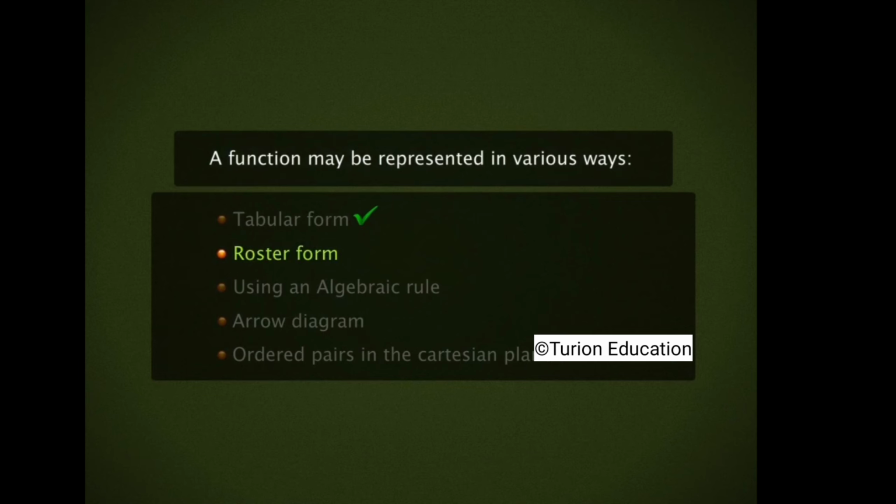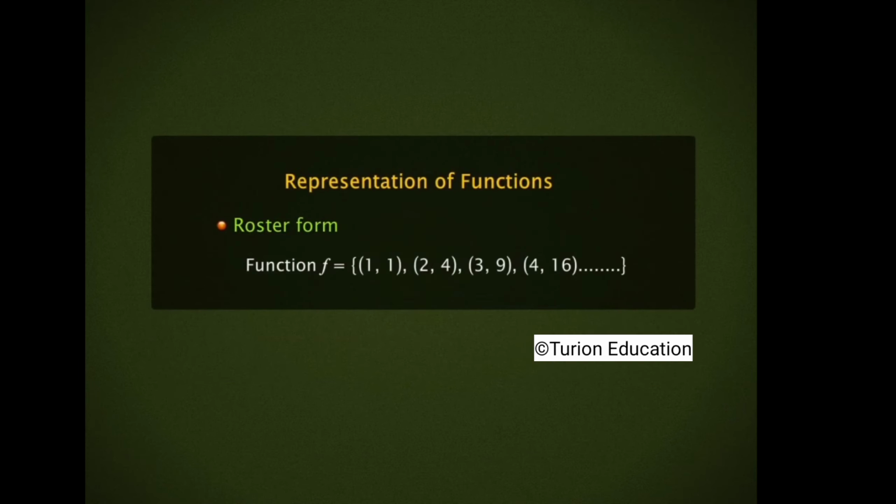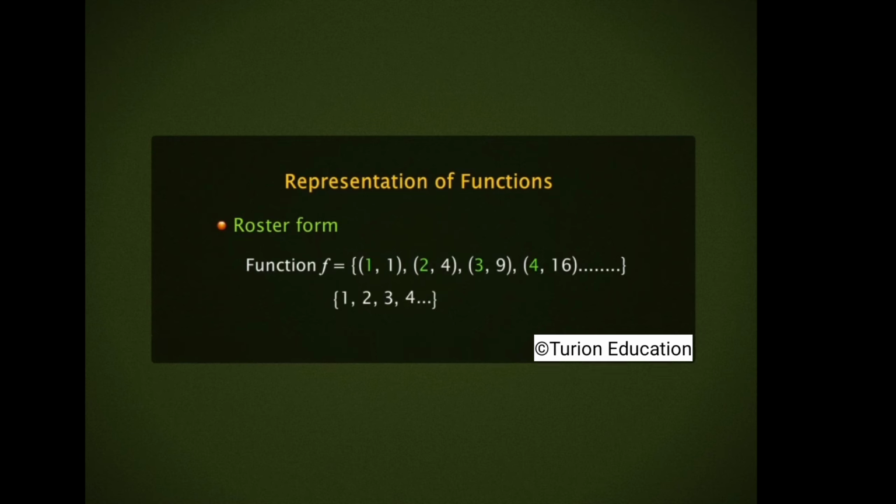Next, let's consider the second form, the roster form. In this form, the function is represented as the set of ordered pairs as shown here. In the roster form, the set of first elements in the ordered pairs forms the domain, and the set of second elements forms the range.